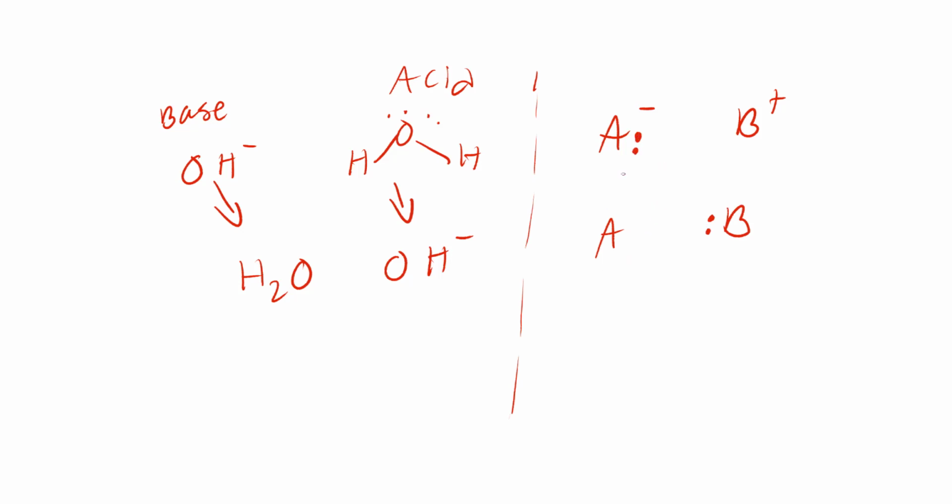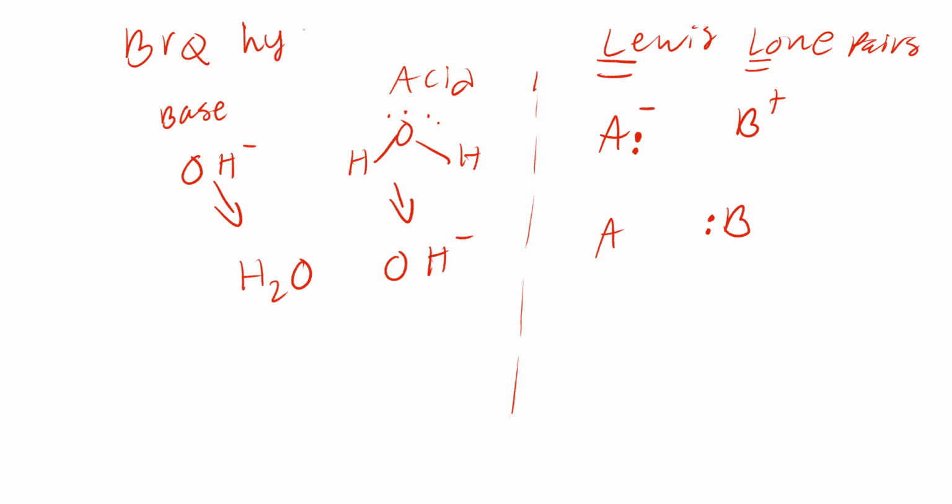Okay, so Lewis involves lone pairs, and Bronsted involves hydrogen. And so that's the main tidbit that you should be looking out for. That's really about it for Lewis acids and bases with nucleophiles and electrophiles.